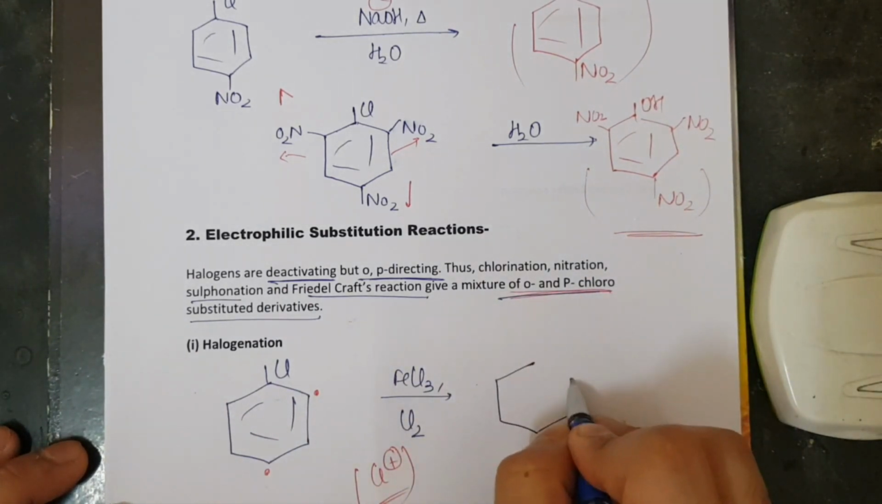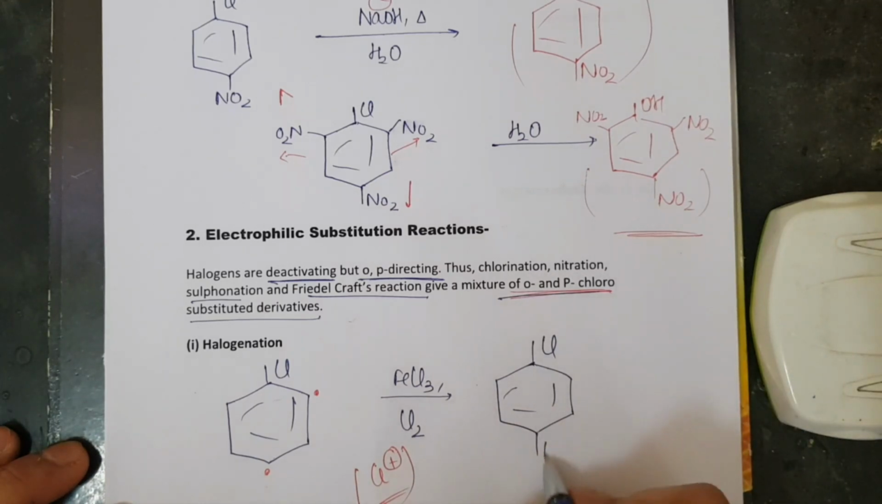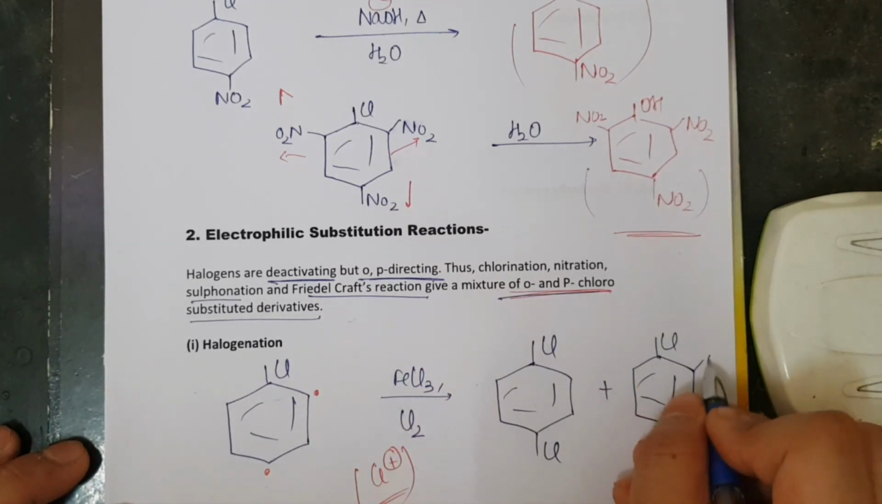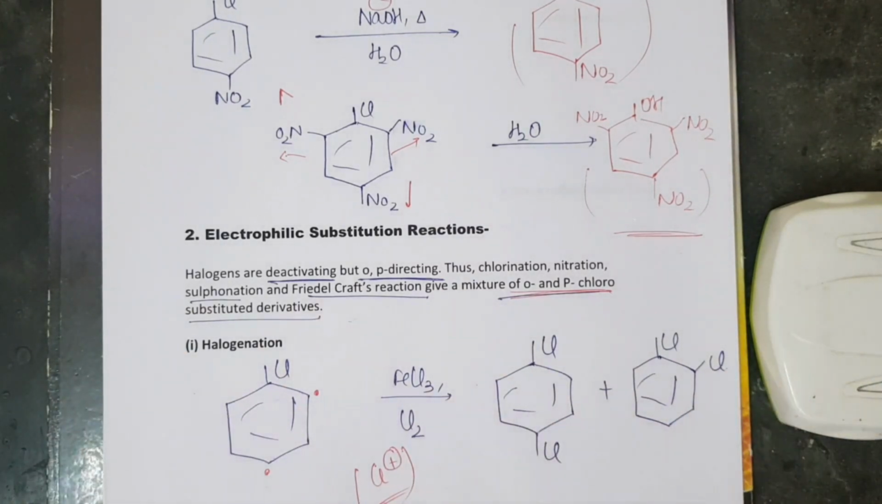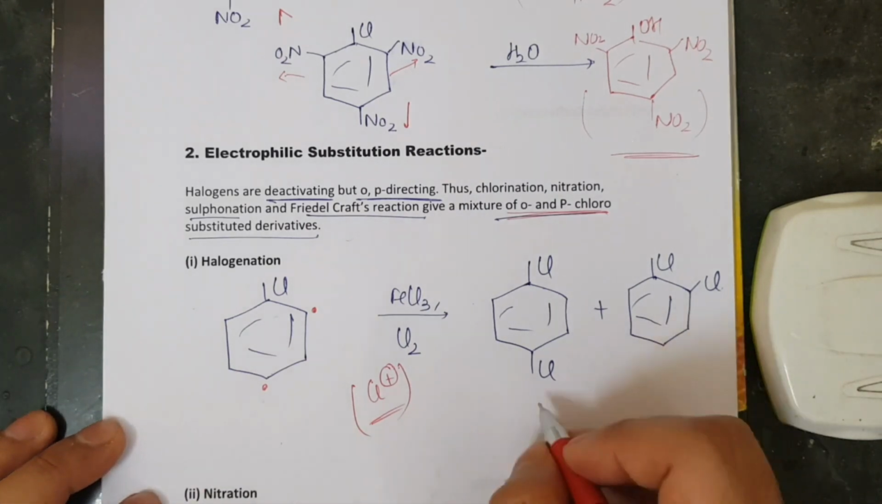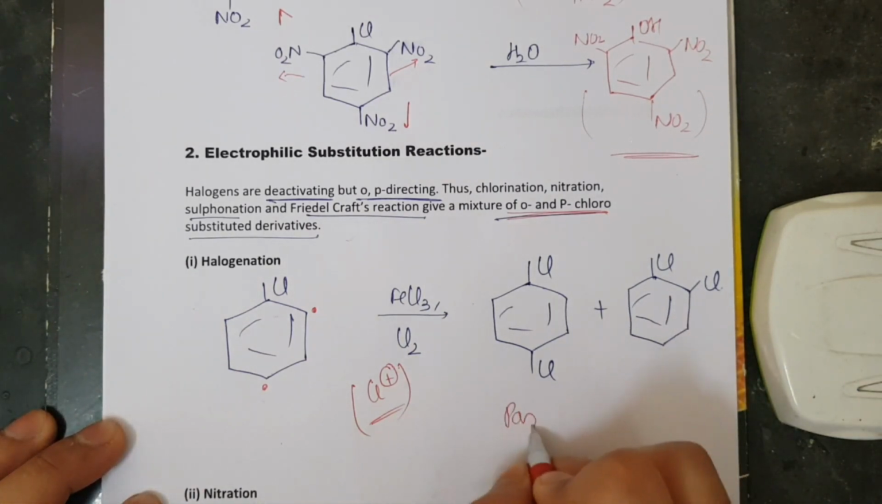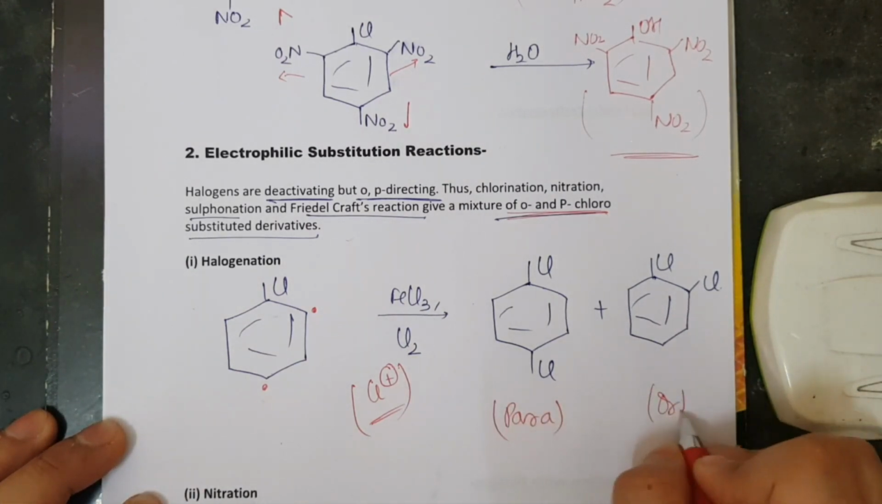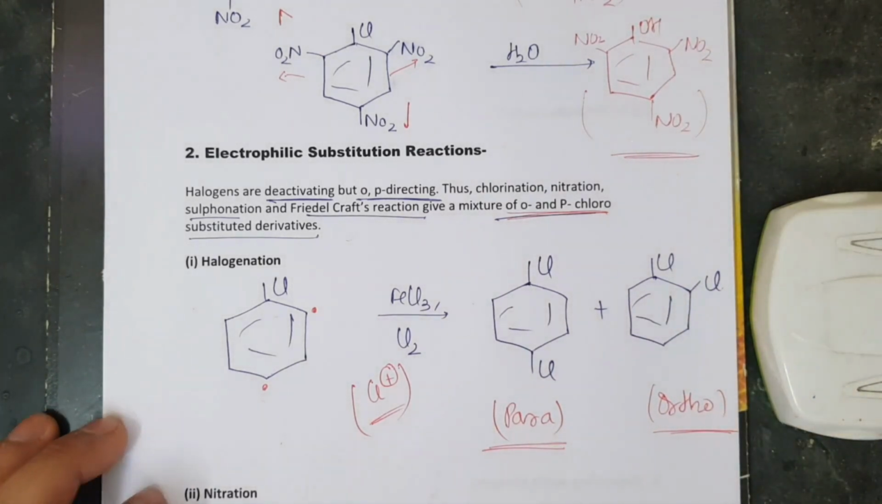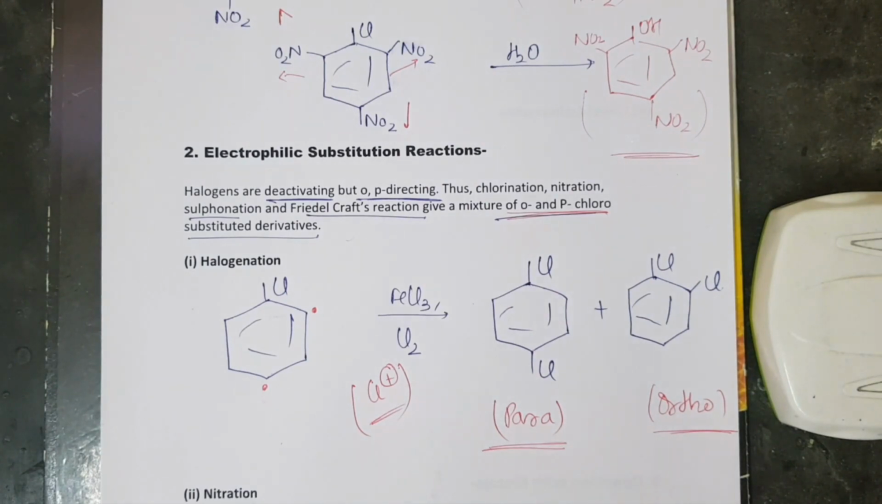So what will happen from here? We get the formation of this at the para, and for the ortho one, we get the formation of this dichloro product. Which will be the major one? The major one will be, okay, now this question is homework for you. Kindly let me know whether para is the major one or ortho is the major one. Mention in the comment section. Let us try to see how many people know.